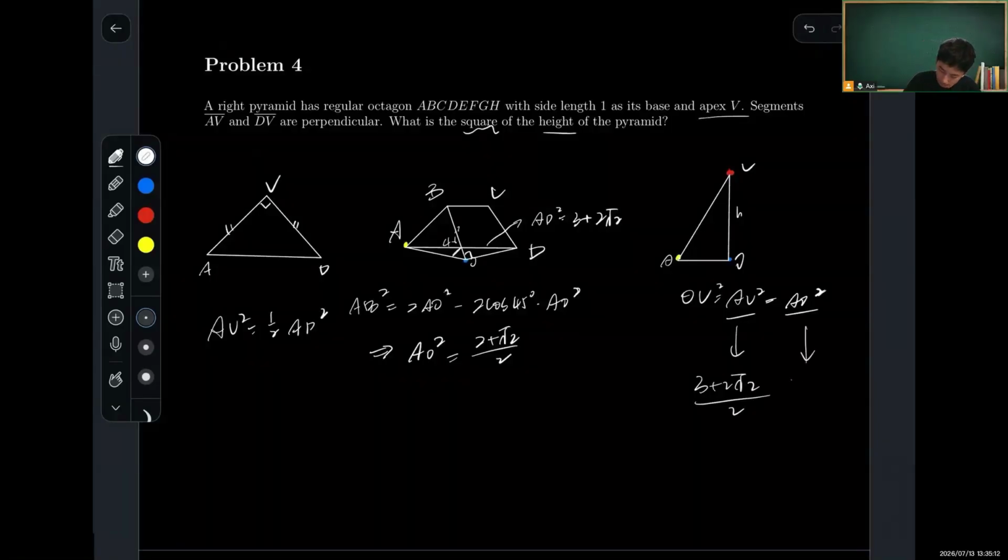AO squared is this. So we know OV squared is (1 plus square root of 2) over 2, and we are done. Congrats! That's all 4 problems for today. And as you can see, as long as we can properly use 2D shapes to represent 3D relationships, it's never going to be too hard.